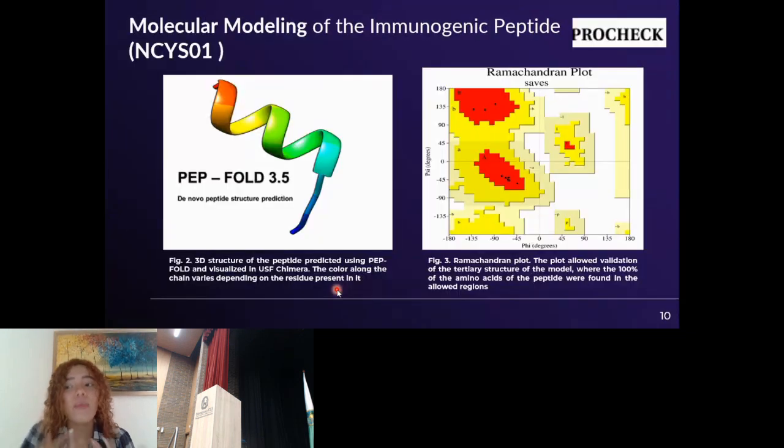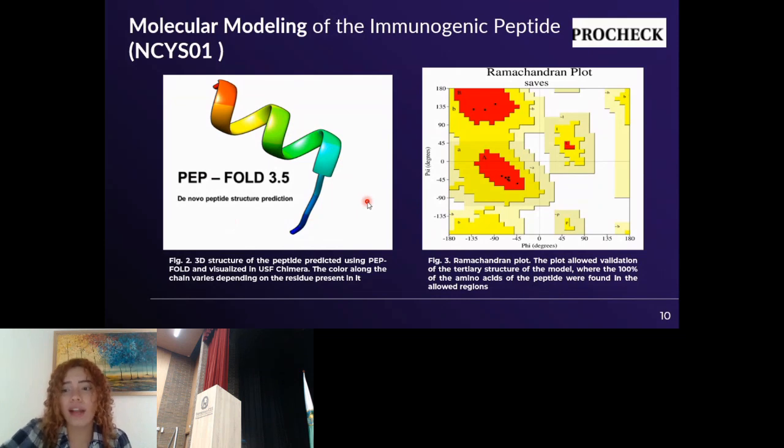So for the molecular modeling of the immunogenic peptide, which we call NCIS01, we used the software PEP-FOLD based on the de novo method. This means assuming there's no homologous template in the biological databases. This software ranks the models it determines based on free energy, where the lowest free energy determines the most probable conformation. So in this case, we used that criterion to choose the model.